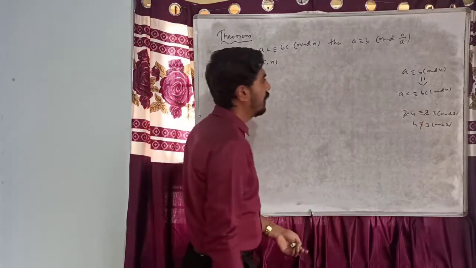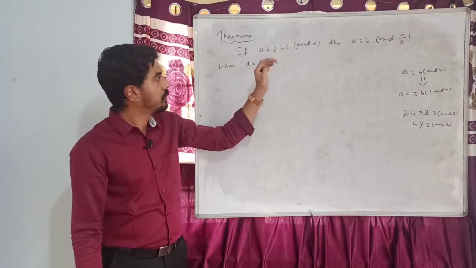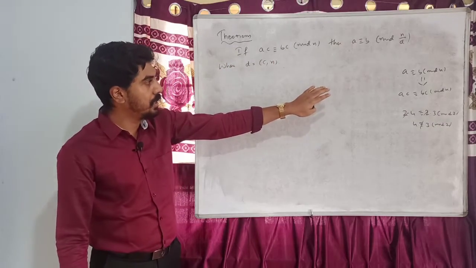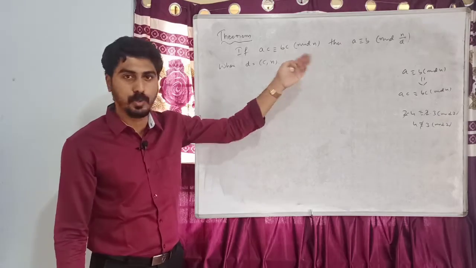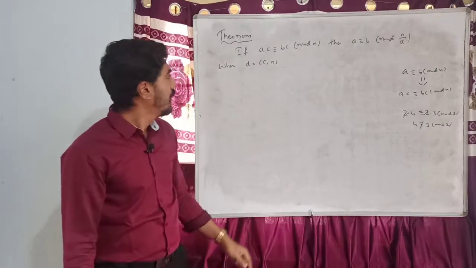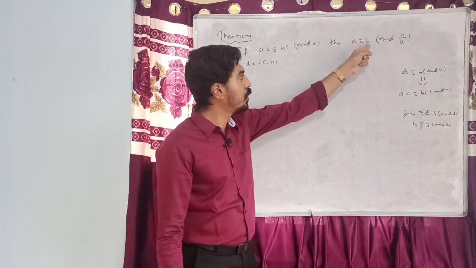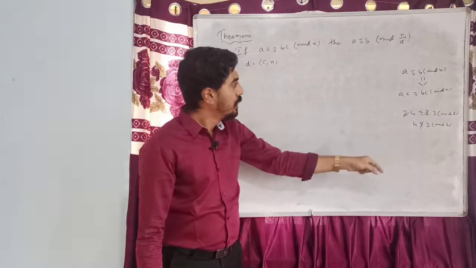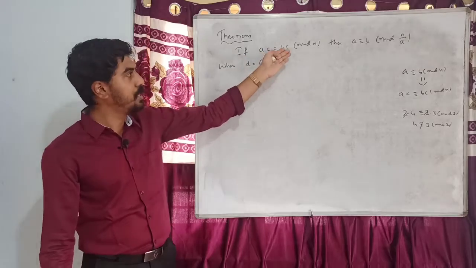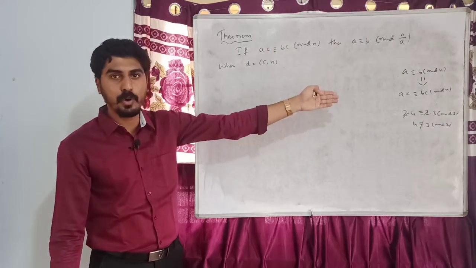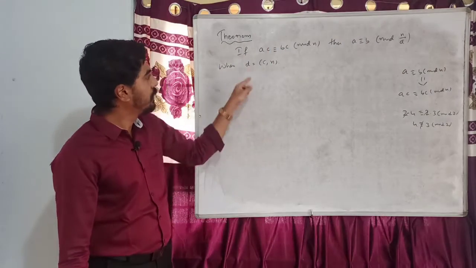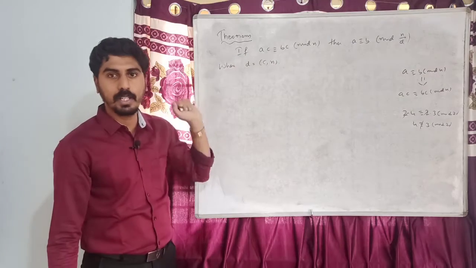Okay. This theorem shows when the converse holds good. If the GCD of C comma n is 1, then we get A congruent to B modulo n. So AC congruent to BC modulo n implies that A congruent to B mod n if and only if the GCD of C and n is 1.